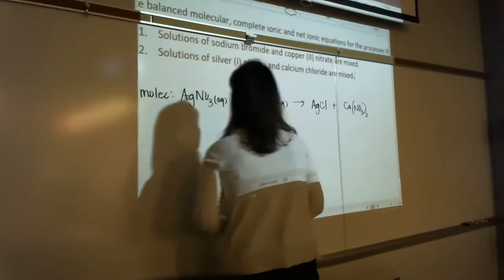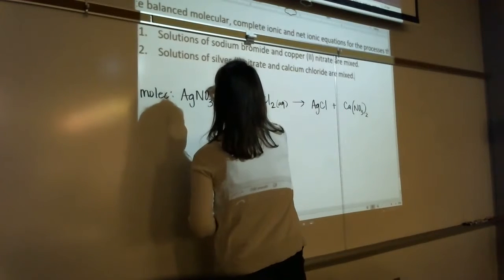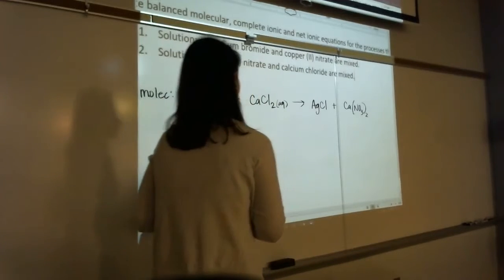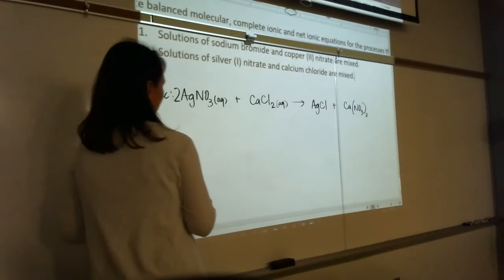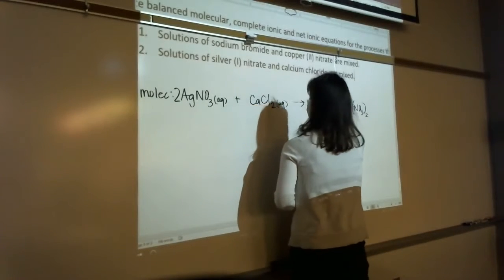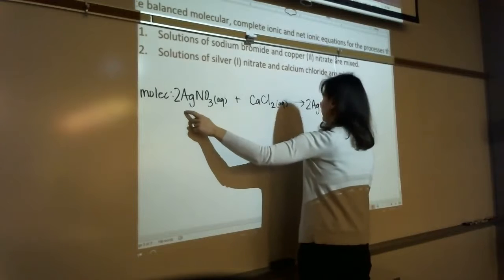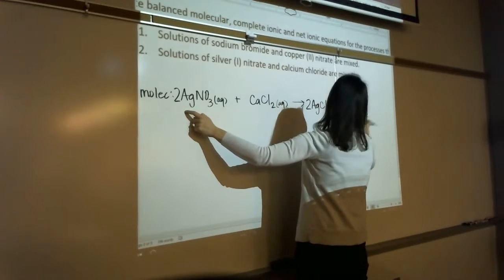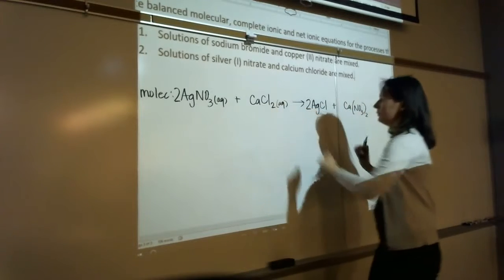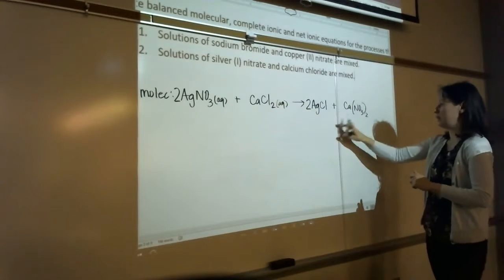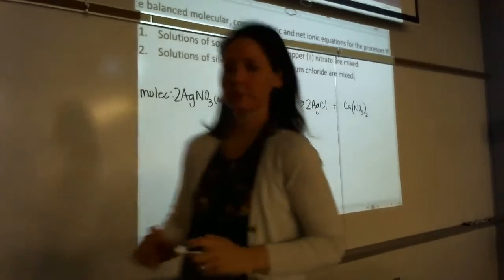We're going to need some coefficients. Where's the coefficient going to need to be? 2 in front of AgNO3 and AgCl. That's right. Because we need 2Ag, 2Ag, 2NO3, 2NO3, 1Ca, 1Ca, 2Cl, 2Cl. Okay, now let's look up the solubilities of these two products.